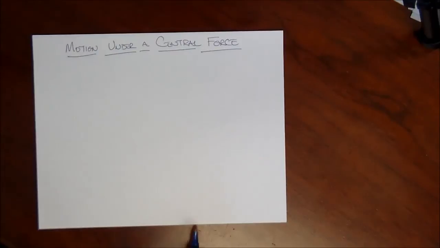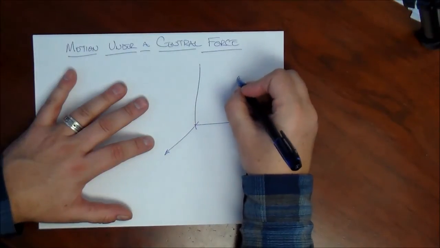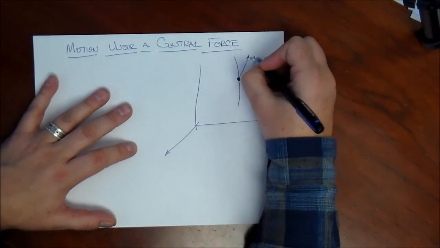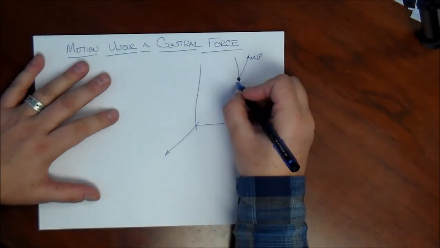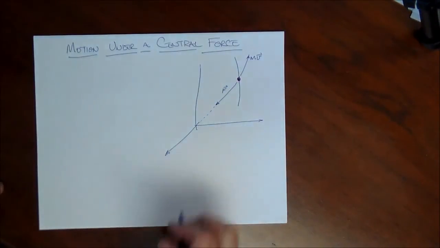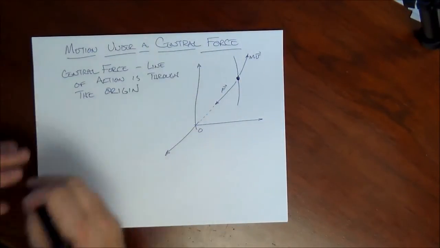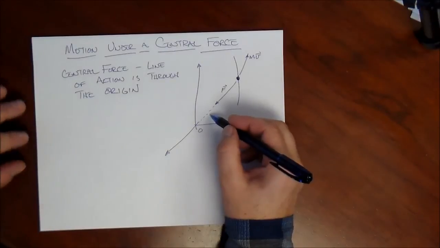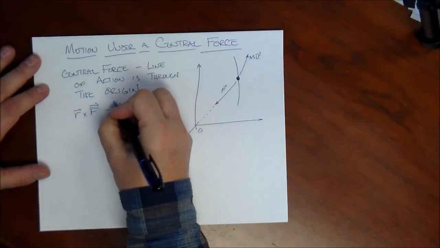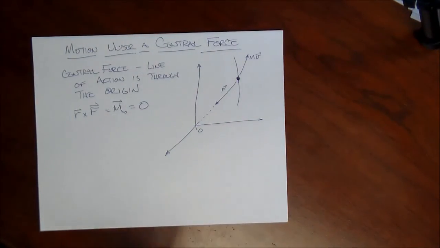We now look at the special case of motion under a central force. If a particle is moving along a path, here's our particle, it has some momentum m times v. And if the force that's acting on it is central, and that is, its line of action is through the origin, then the moment of that force, r cross F, has to be equal to 0, since the force acts through the point about which we're taking the moment.